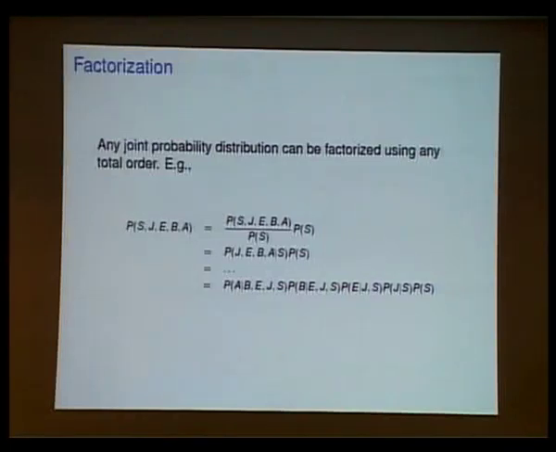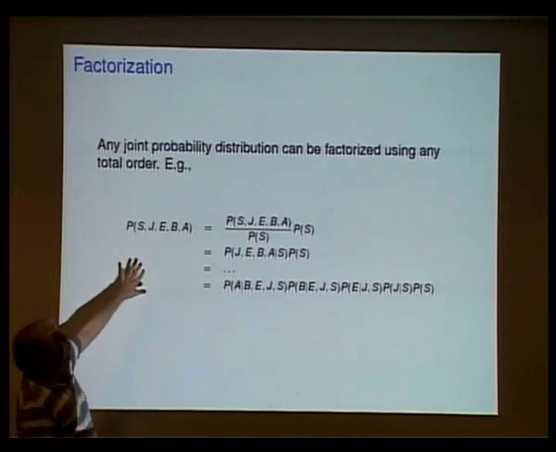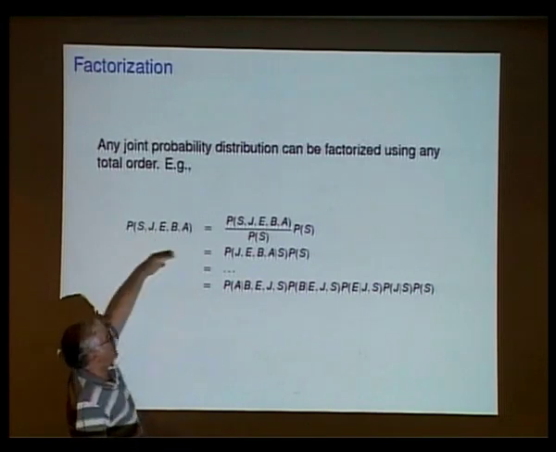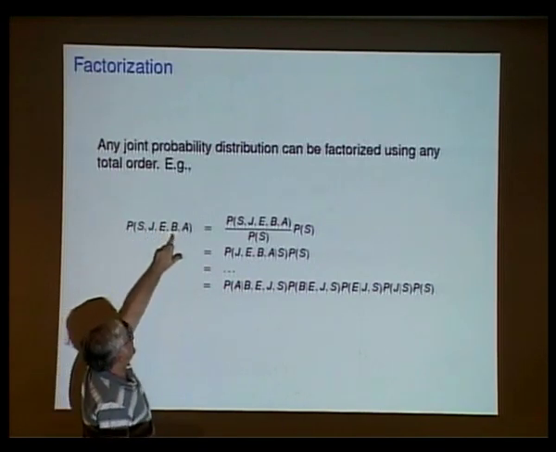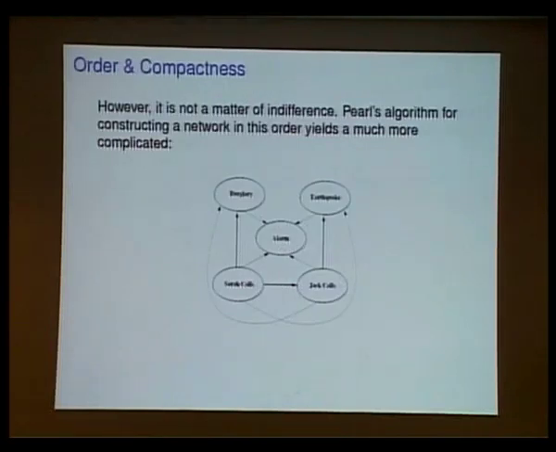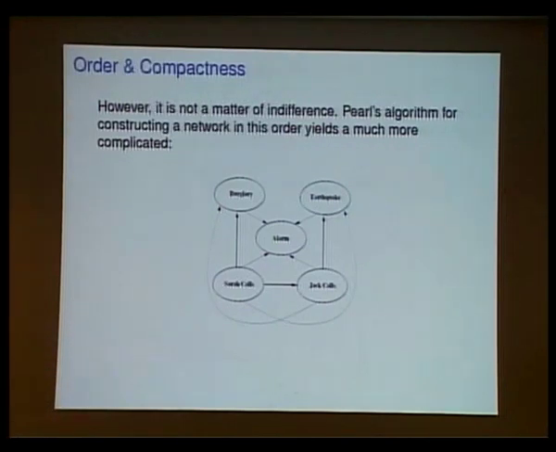You can, of course, factorize in any total order you like through the variables, but it is not a matter of indifference. Here I'm factorizing from Sarah, Jack, so against the causal flow, if you like: Sarah, Jack, earthquake, burglary, alarm. With the usual Pearl construction rules, that will lead you to this network, which is quite a lot more complex. So you get very little of the savings of the Markov property. You get very little representation of independence, and you get a complex mess, which is going to be very close to the brute force computation.